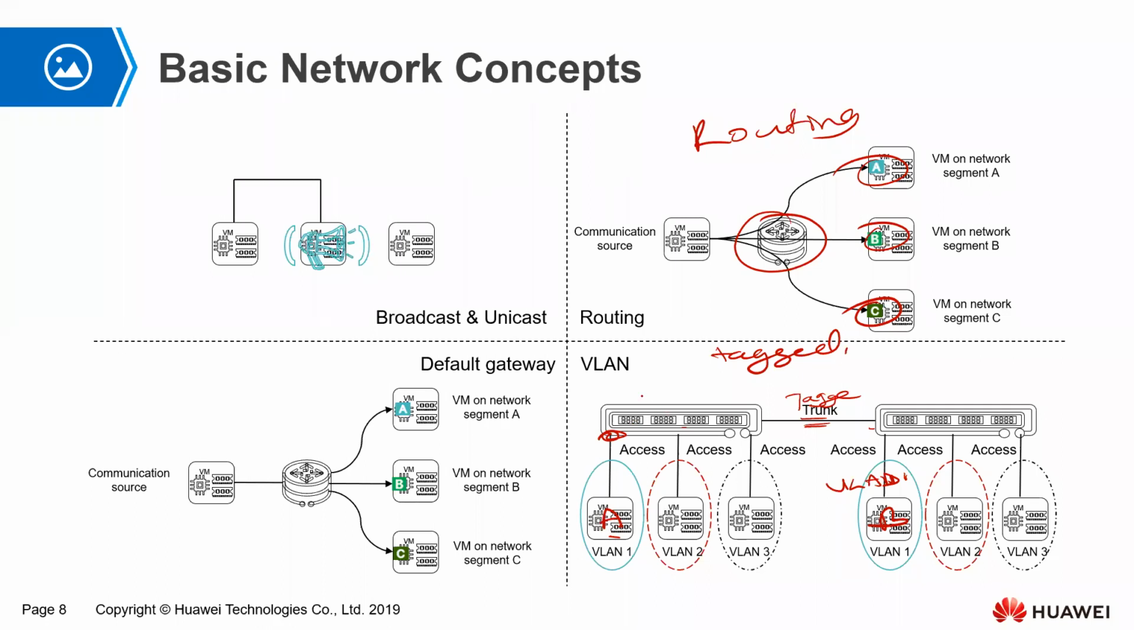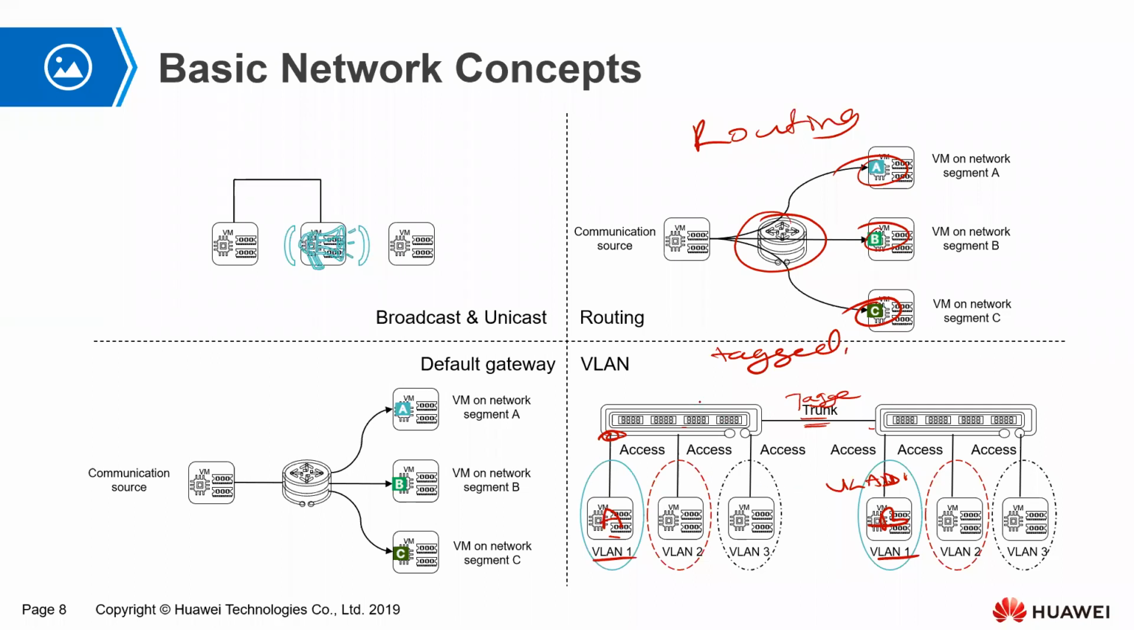And if it is not within the same VLAN ID, this is VLAN 1, and that ID is not 1, then it will go ahead and discard the packet. It will say, no, I am in VLAN ID 1, and maybe this VLAN is coming from 2 or 3. I'm not supposed to receive it. Then it will not receive it.